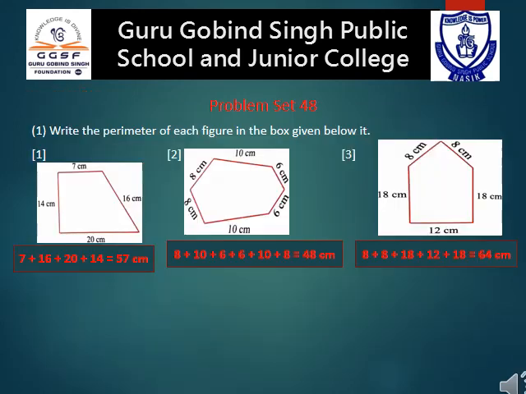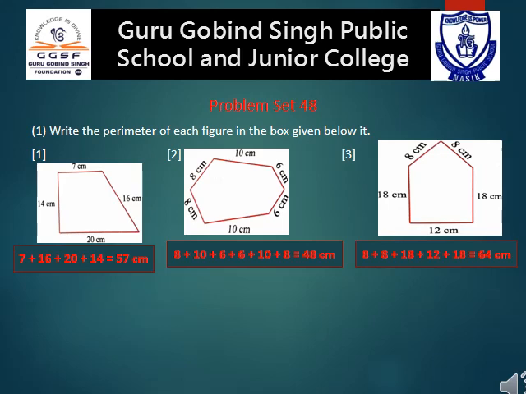Now students, let's solve some examples from problem set 48. Write the perimeter of each figure in the box given below it. Here some closed figures are given and we have to find the perimeter of these closed figures. As we have learnt, perimeter means the sum of the length of all the sides. So in the first example I have added the length of all sides. 7 cm plus 16 cm plus 20 cm plus 14 cm is equal to 57 cm.